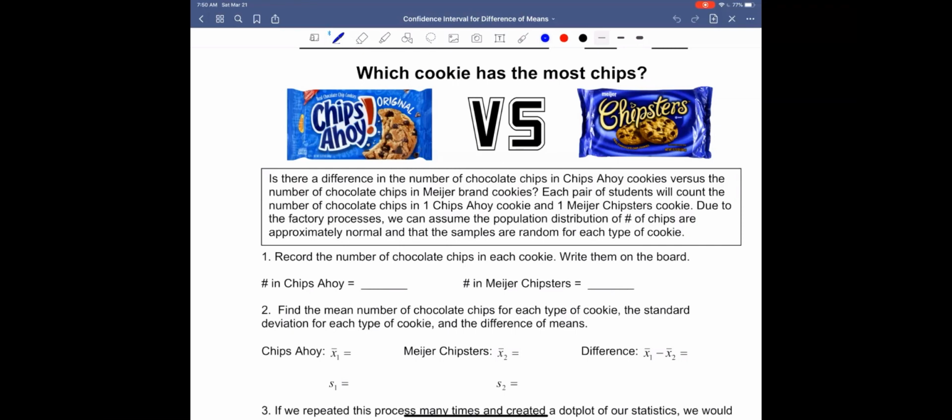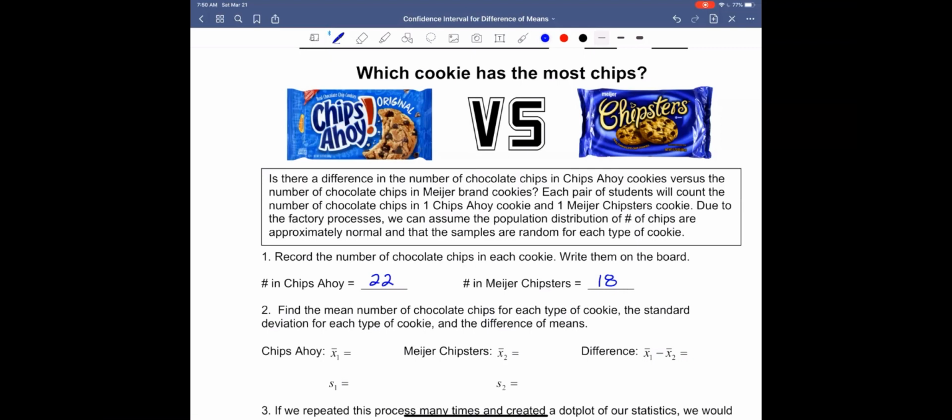So number one says record the number of chocolate chips in each cookie, write them on the board. I actually went ahead and did this for one cookie from Chips Ahoy and one from Meijer Chipsters. In my cookie, I had 22 chocolate chips in the Chips Ahoy, and I had 18 in the Meijer Chipsters. Now you can try this on your own to see if you get similar results. But we need class results here, because if you look at number 2, it says find the mean number of chocolate chips for each type of cookie, the standard deviation for each type of cookie, and the difference of means.